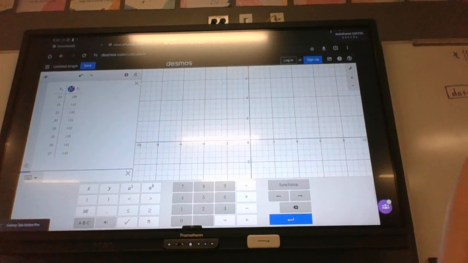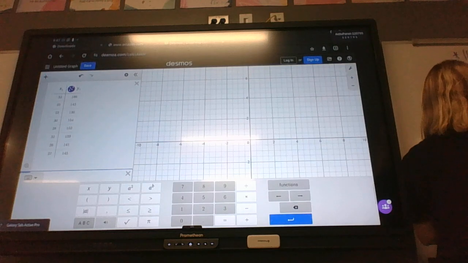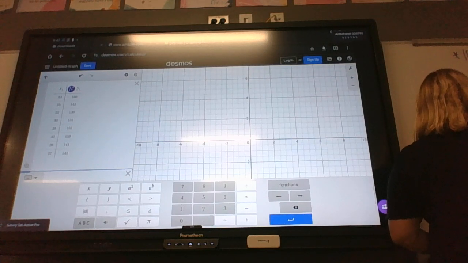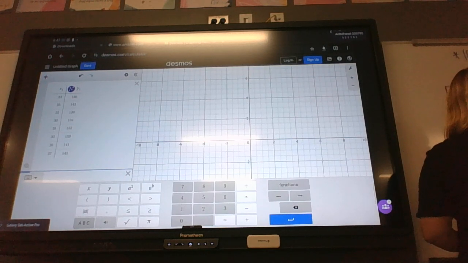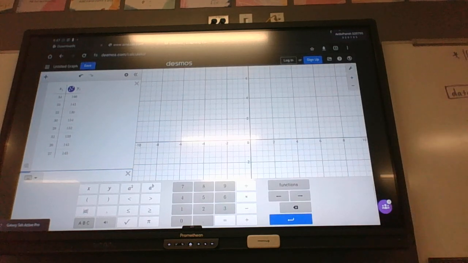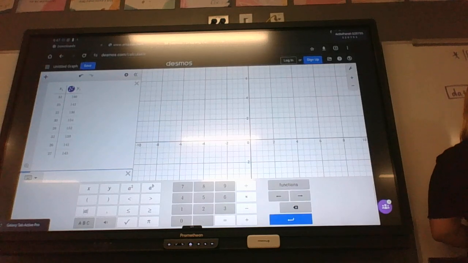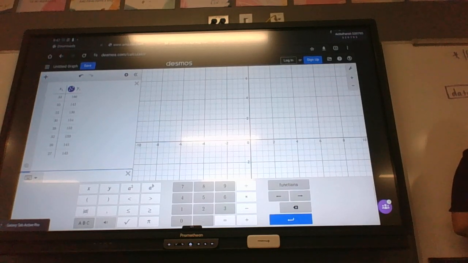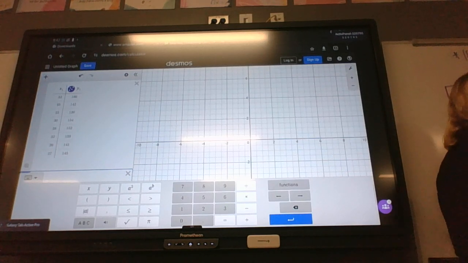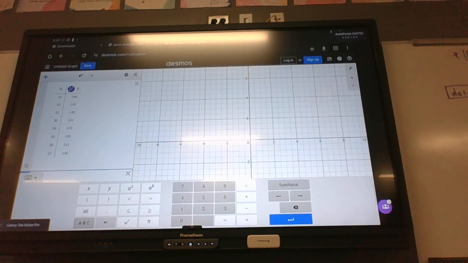Alright, there's the table. Calculator people, after you get all your stuff in, you're going to hit second, data. And then it's going to do the calculation for you. You're going to use the oval arrow button to scroll down to number 4, which says LinReg. This is called linear regression.